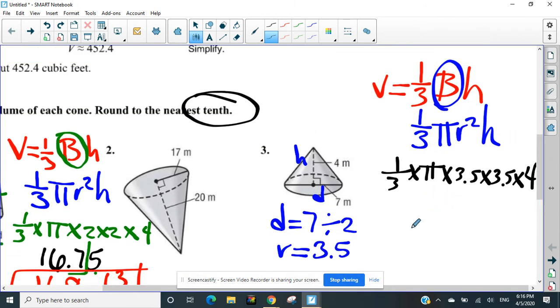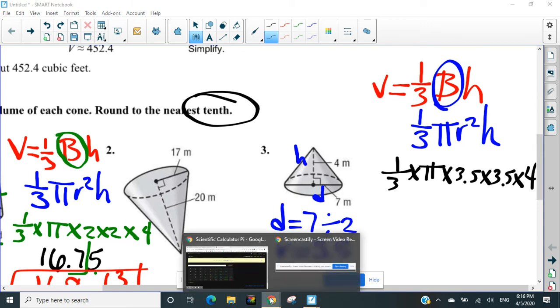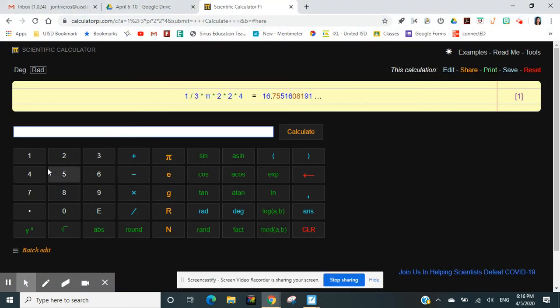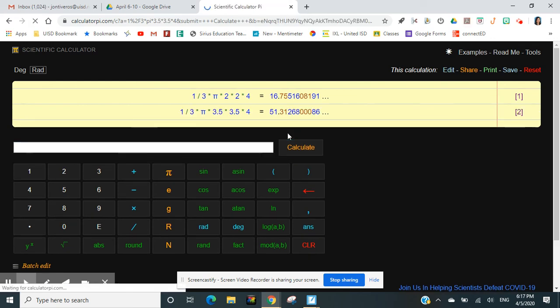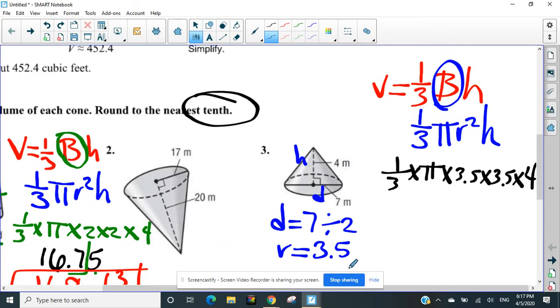Okay, so we're gonna come to our calculator. Remember, 1/3, 1 divided by 3, times the pi, times 3.5, times 3.5, times 4, which is the height. Calculate. It's going to give you 51.31.